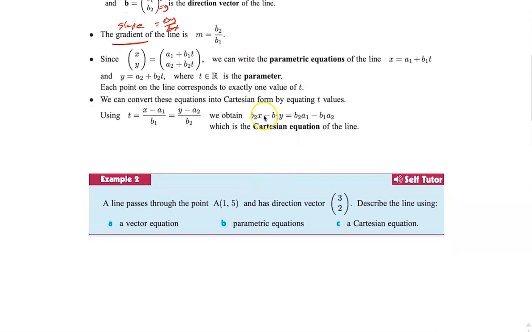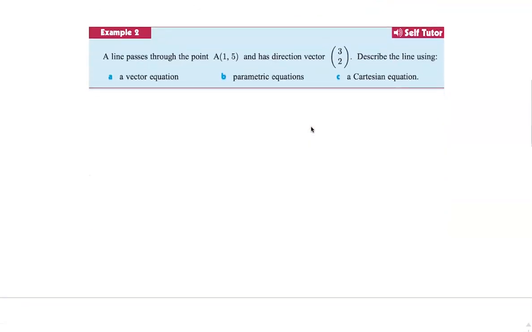And we also have a Cartesian equation. That's the one you're more used to. A Cartesian equation is just a normal x and y equation. We just eliminate the t to find it. We'll go through an example of how to turn a parametric equation into a Cartesian equation. It's not that bad. So let's do some examples.